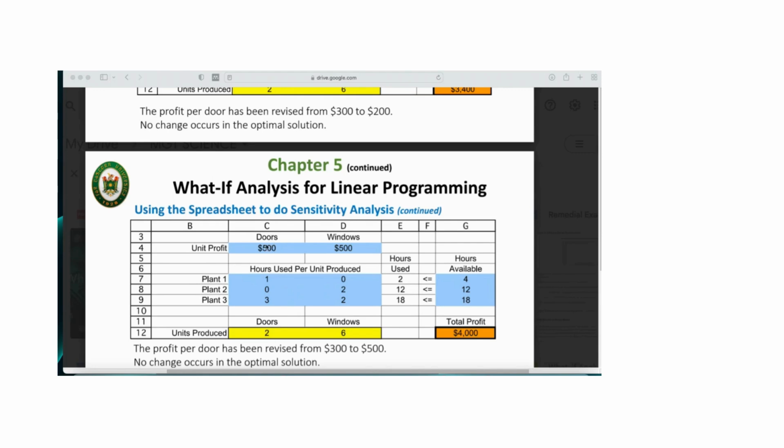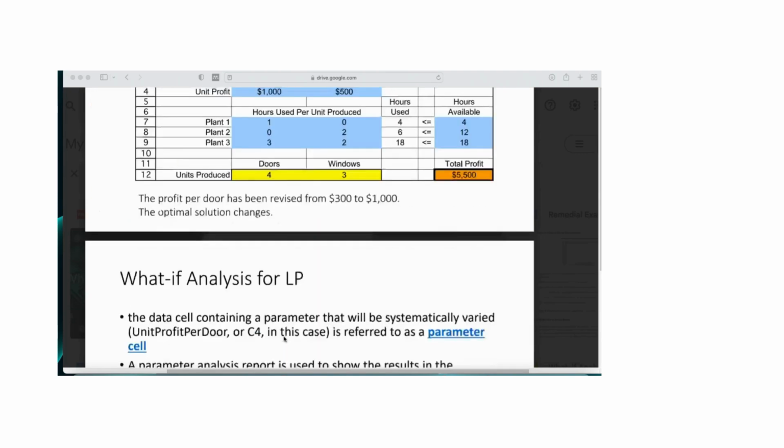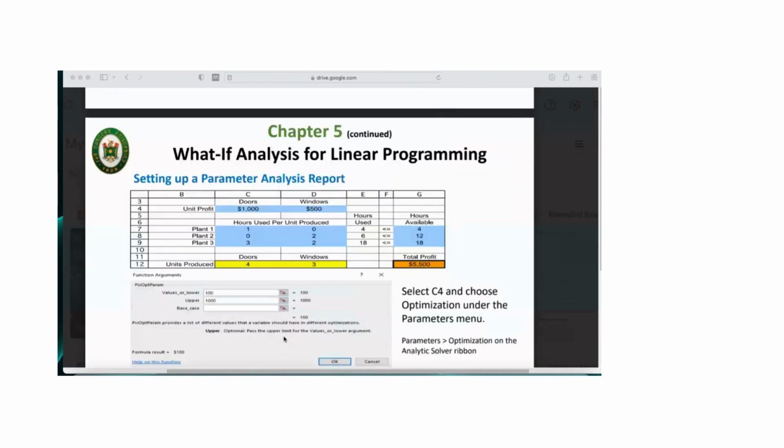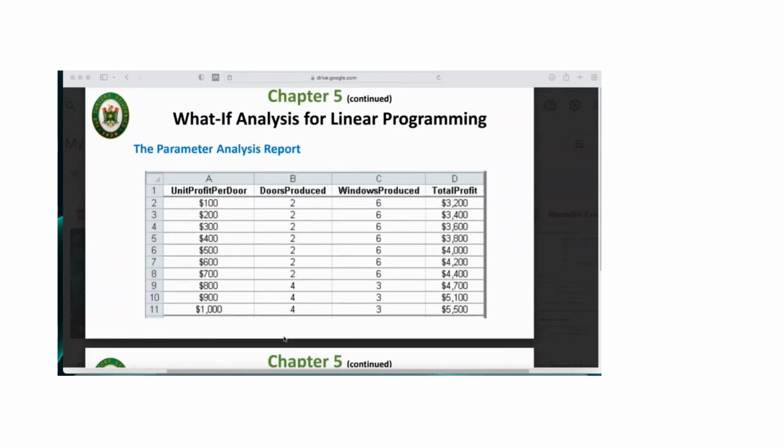What changed? What did you change? And what's the effect on the optimal solution? Those changes are summarized in what we call the parameter analysis report. Whether done manually or using Excel, you should have this report. So all of the changes on one parameter are recorded herein.